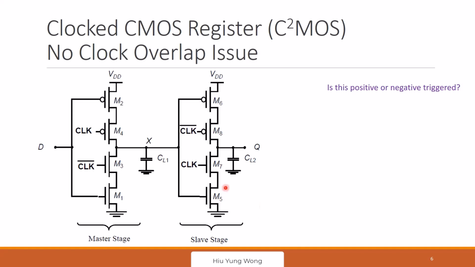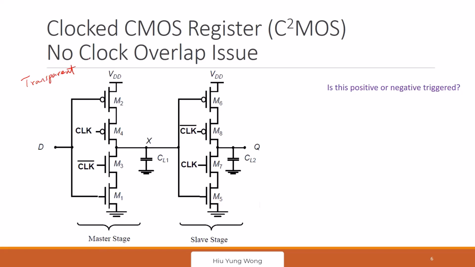I already show you this is a master stage, this is a slave stage, right? So it's a master slave flip-flop. The first one is what? Is it transparent high or transparent low? Transparent low. I hope you can see it.